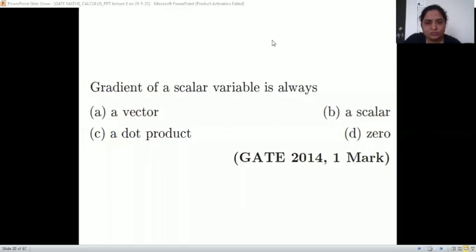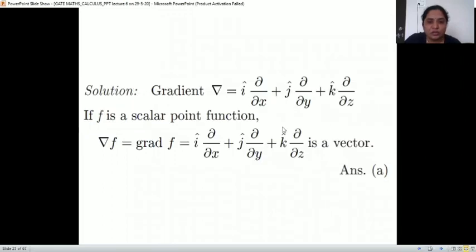Komal? Vector. It is a vector. Yes, Nazneen, it is a vector. How? Okay, let me show you. We know del is an operator, and if you operate on any f, as there is i bar, j bar, k bar remaining, it is a vector. Whenever there is i bar, j bar, k bar associated to the term, that is a vector. So it is a vector.